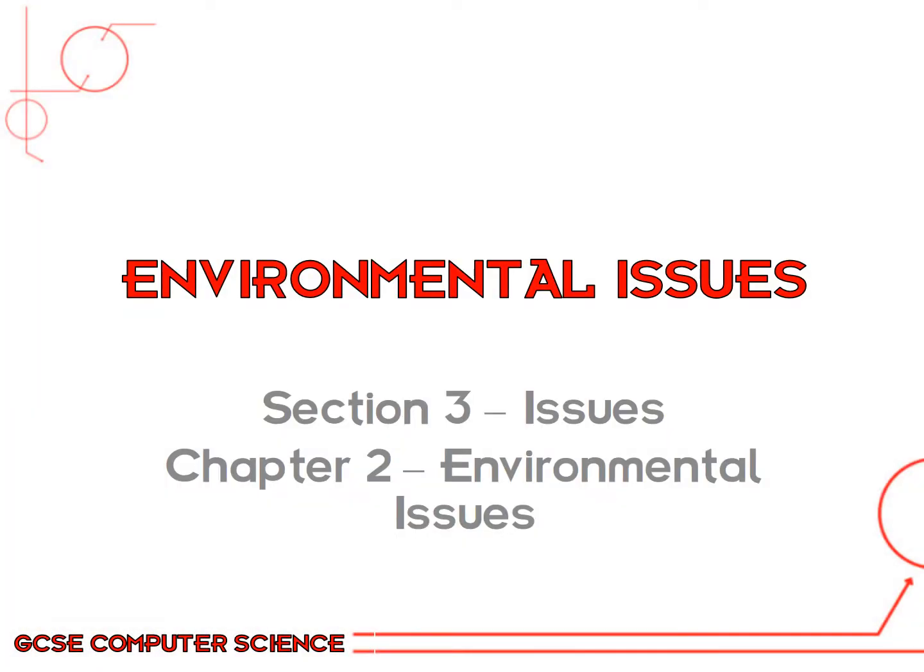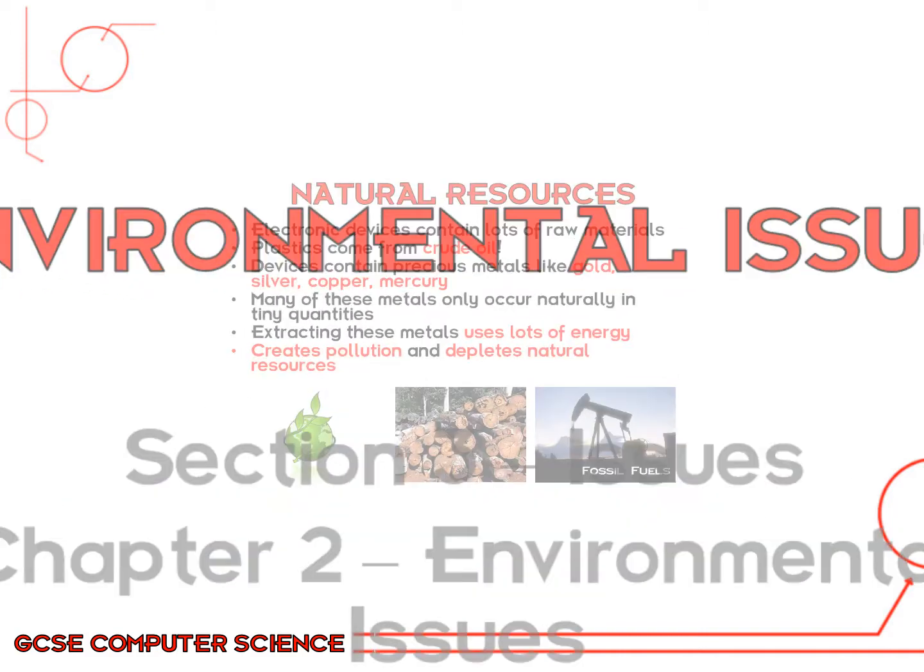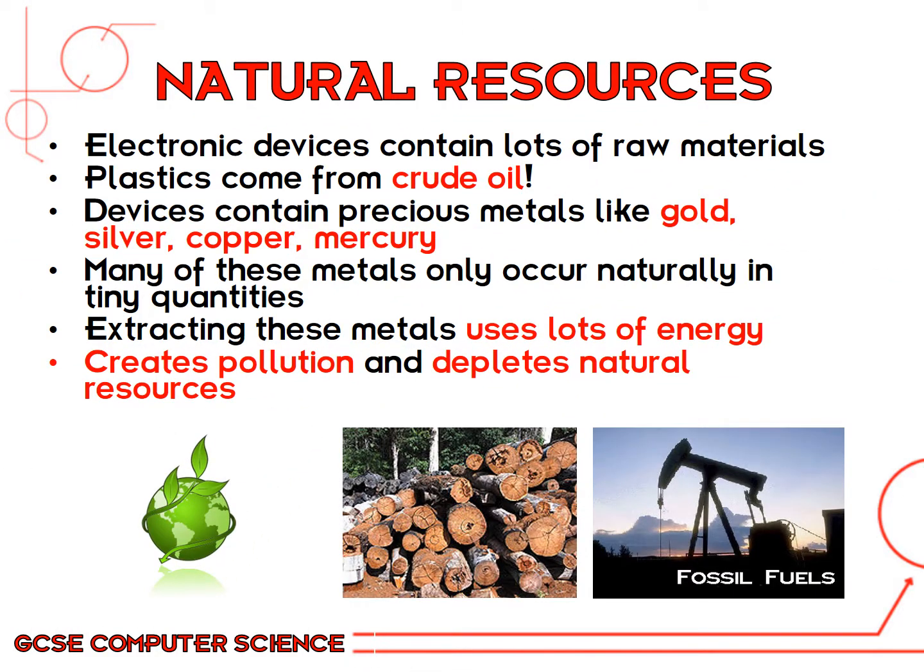So this video is about environmental issues to do with ICT. So one of the biggest problems environmentally for ICT is the use of natural resources. Electronic devices actually contain a lot of raw materials. For example, the plastic for the phone comes from crude oil. Devices contain precious metals like gold, silver, copper, and mercury.